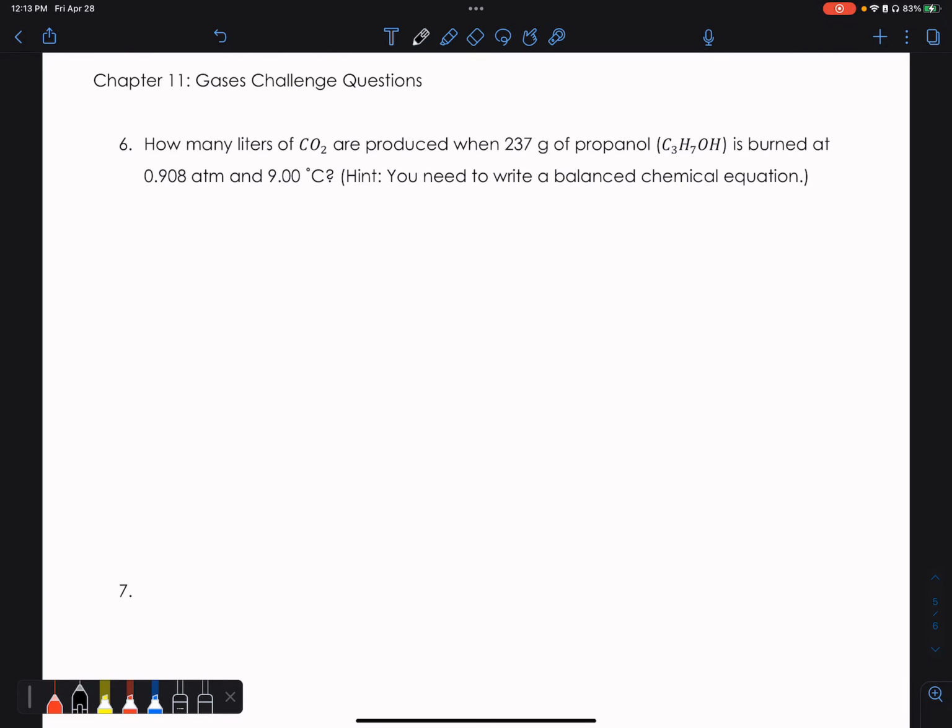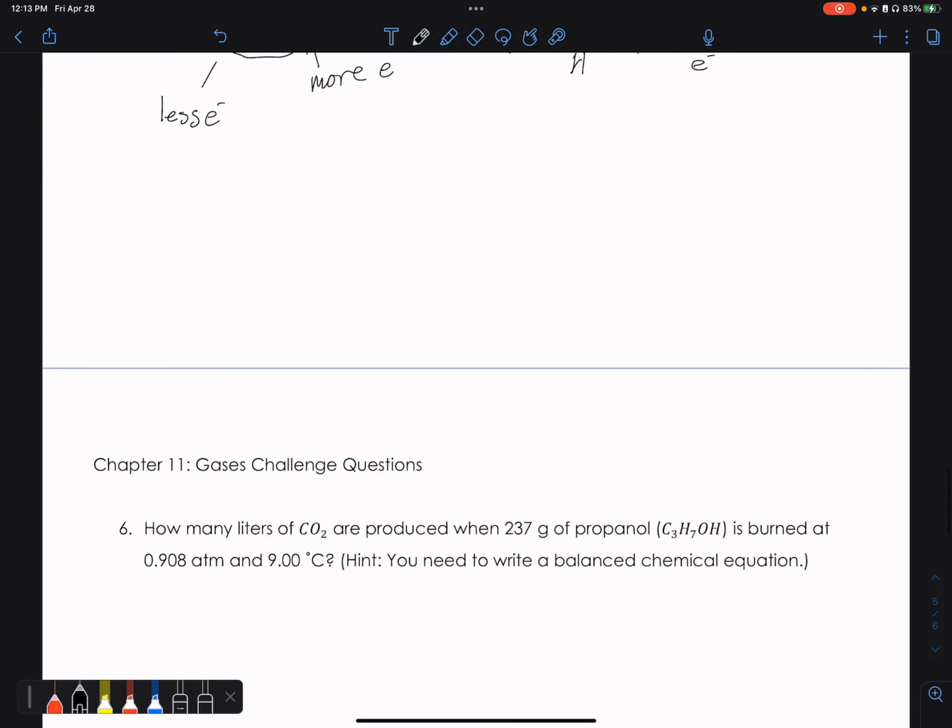So how many liters of carbon dioxide are produced when 237 grams of propanol is burned at 0.908 atmospheres and 9 degrees Celsius? So we got to write a balanced chemical equation here. And this is a harder question partly because of this.